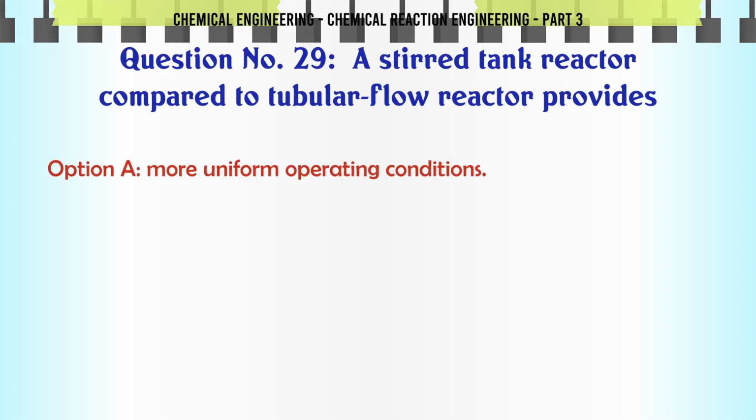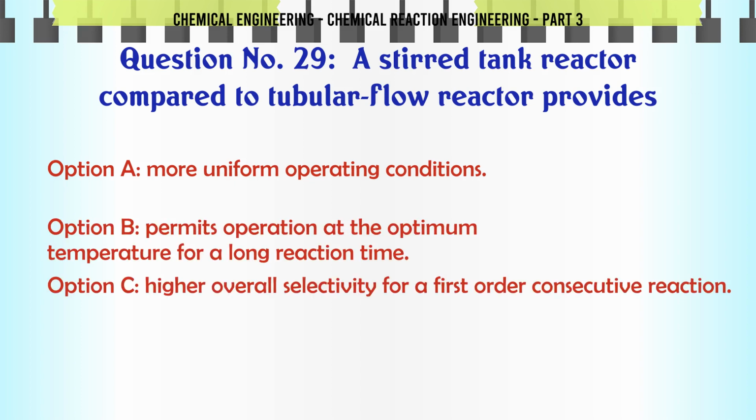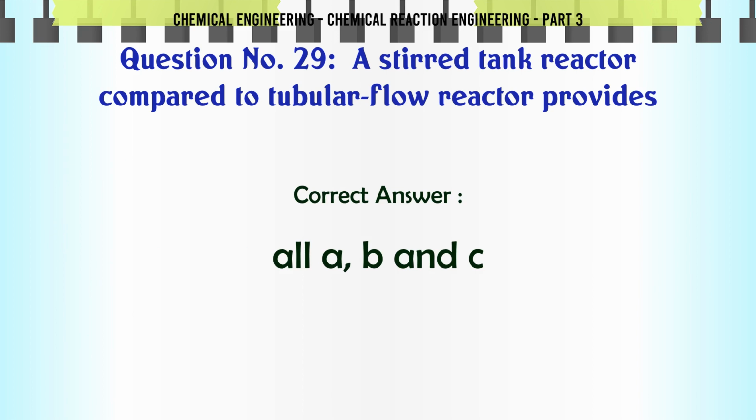A stirred tank reactor compared to tubular flow reactor provides A. more uniform operating conditions, B. permits operation at the optimum temperature for a long reaction time, C. higher overall selectivity for a first order consecutive reaction, D. all A, B and C. The correct answer is all A, B and C.